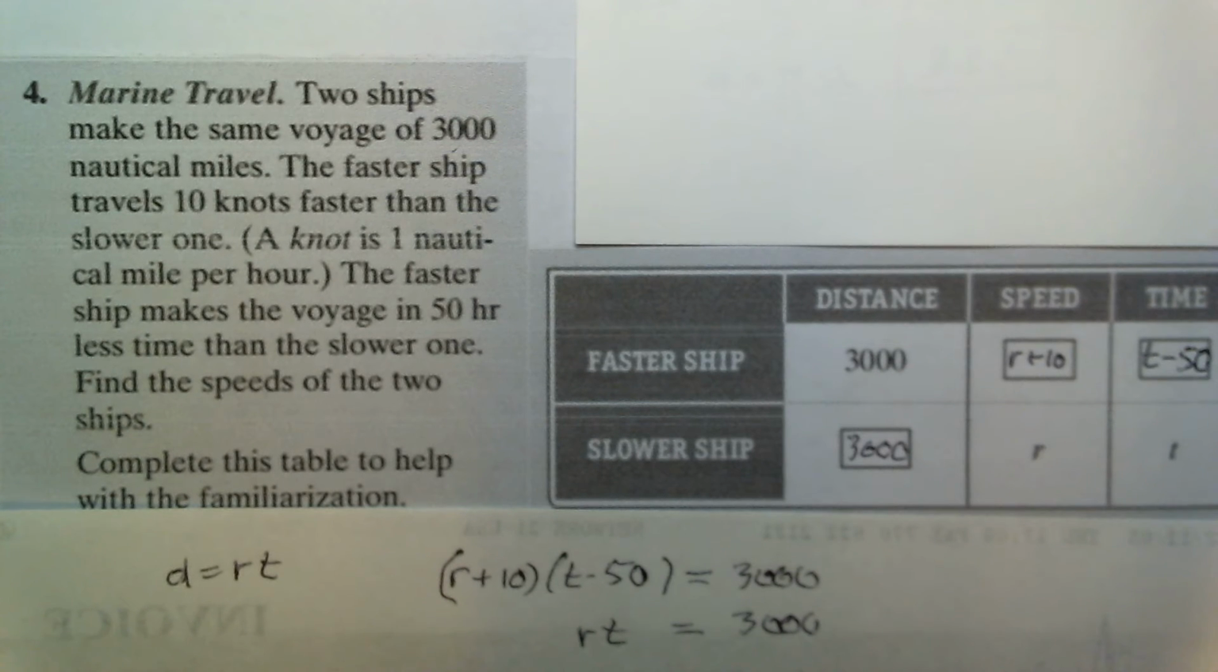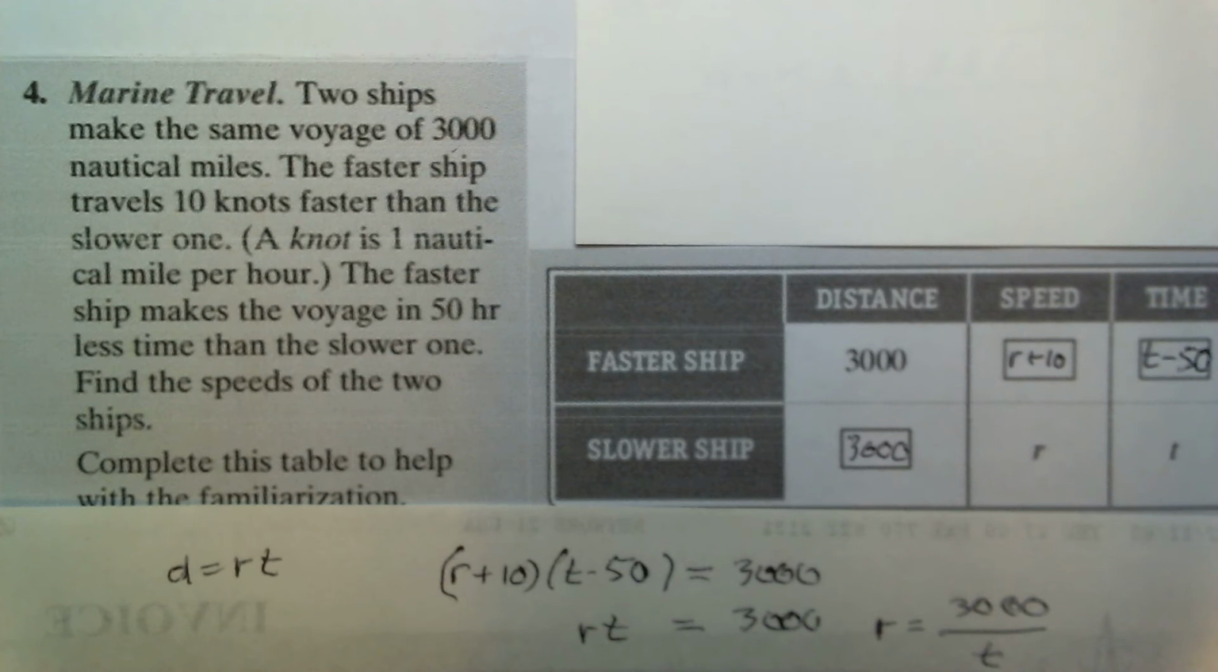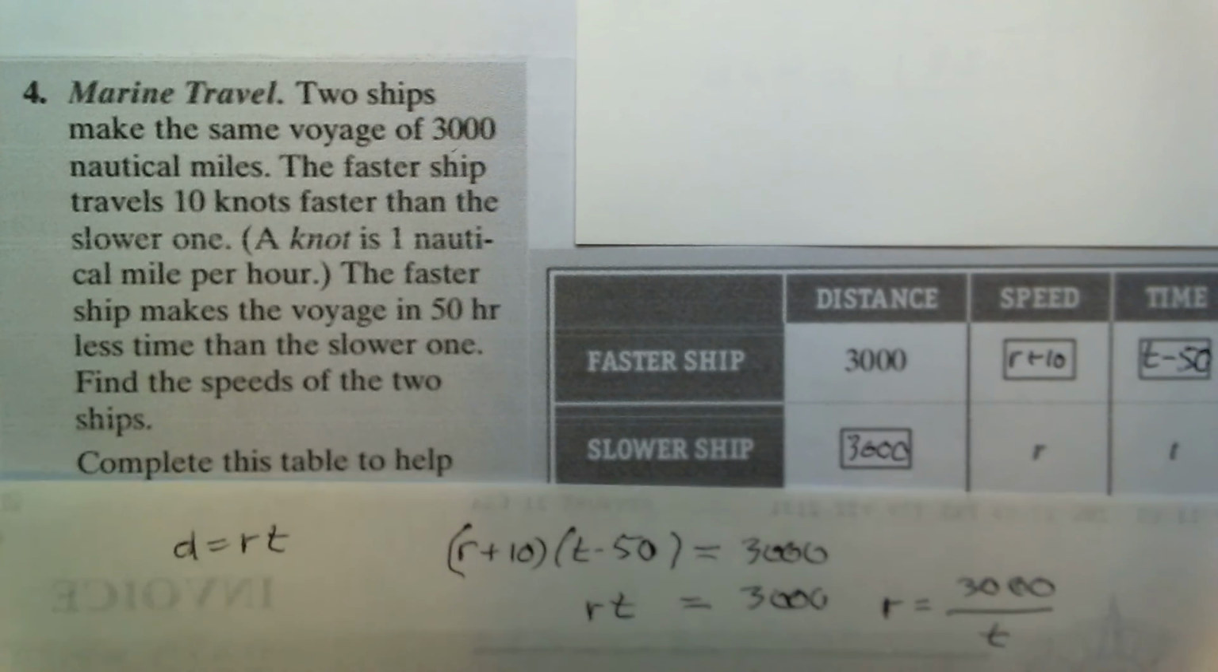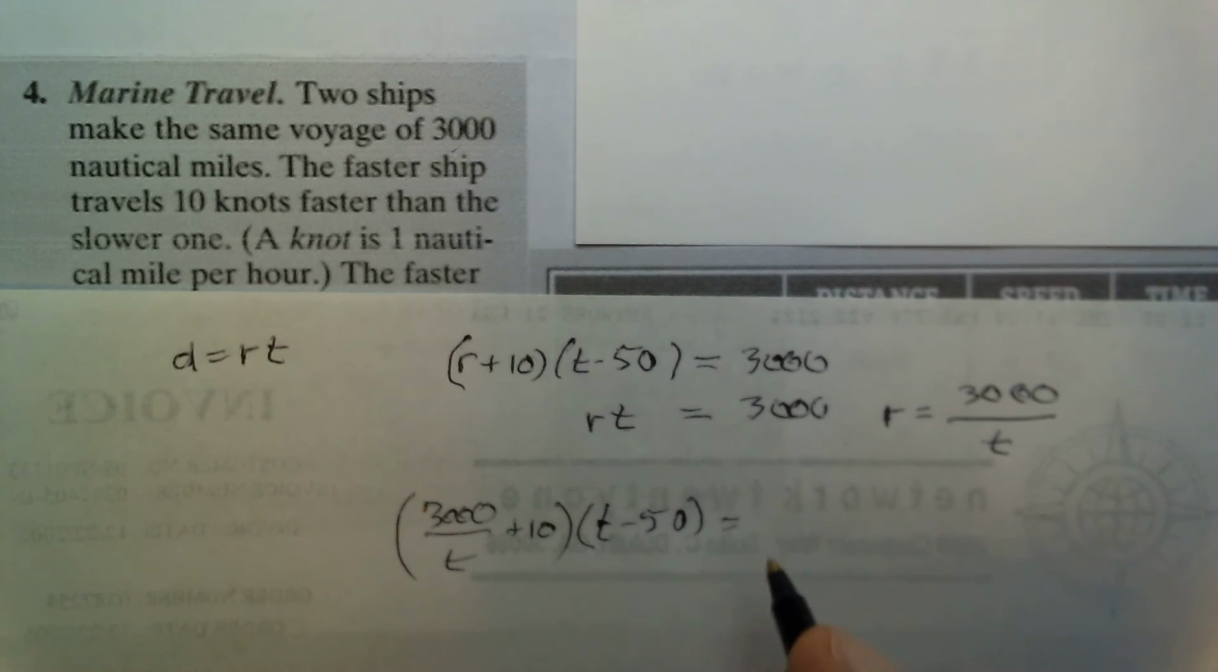So we can conclude from the second equation that r is equal to 3,000 divided by t. So when we substitute that value for r in the first equation, we get 3,000 divided by t plus 10 times t minus 50 equals 3,000.